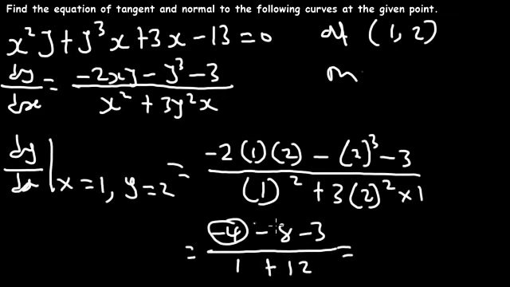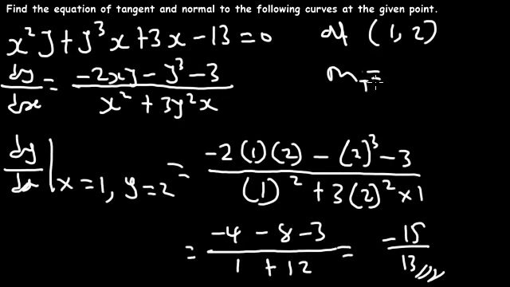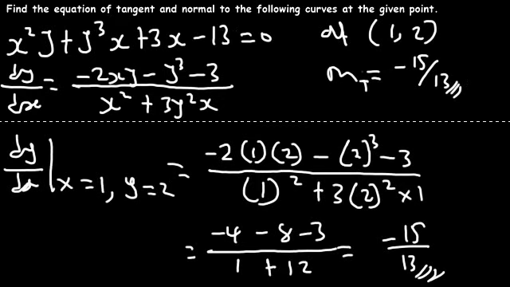So negative 4, negative 8, negative 3. This gives us negative 15. So minus 15, and the addition of 1 and 12 gives us 13. So dy/dx at x equals 1 and y equals 2 is simply negative 15 over 13. So m sub t, don't forget, it will be the slope of the tangent, is minus 15 over 13. Perfect. So we don't need this anymore, we can get rid of it.